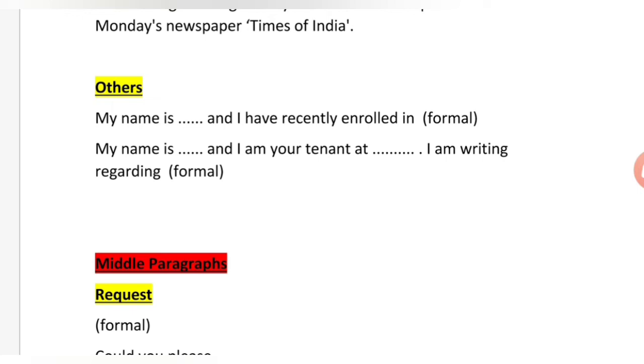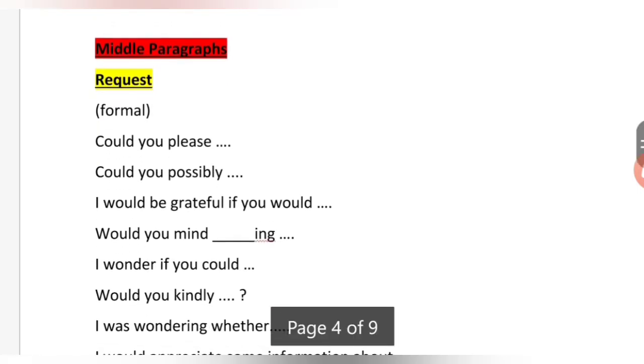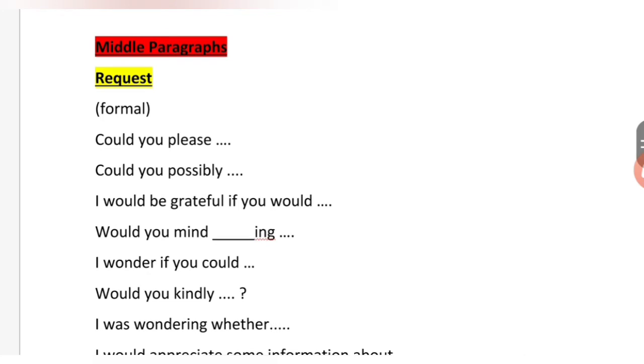Then it is about the middle paragraphs, what you can say in the middle paragraphs, and then there will be a closing paragraph as well at the end. But in the middle paragraphs, if it is a request, here is how you can make a request. There are formal and informal ways. Firstly, formal. Could you please? It means you have to request something. You can say, could you please?